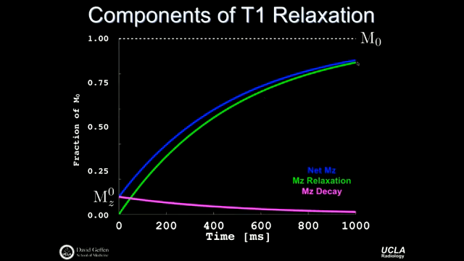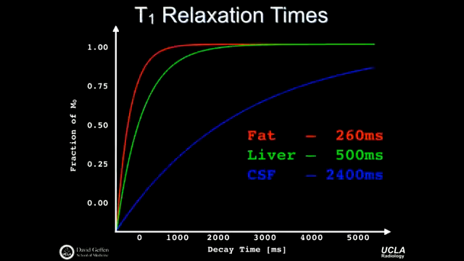We don't really separate out those two components in any measurement way. They are terms mathematically. What we observe is just the Z magnetization, if you will. So just showing what those different exponential terms look like.